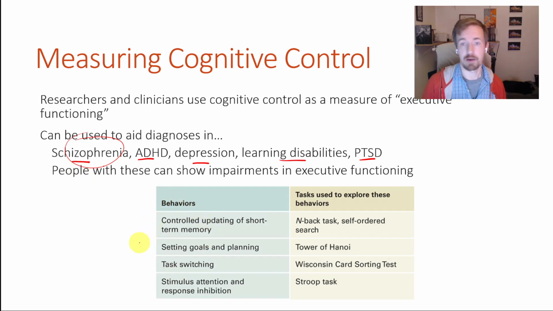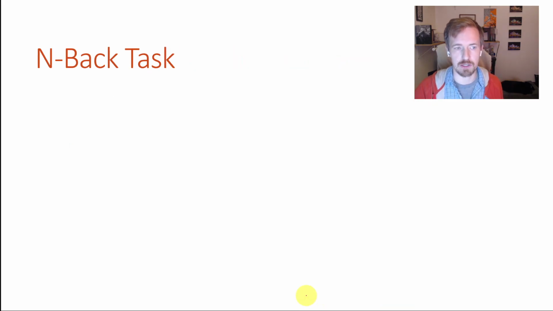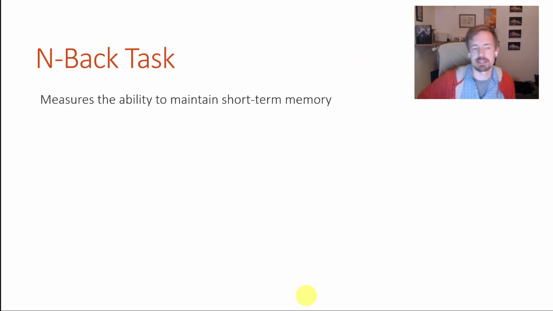That's why I wanted to talk about this, because working memory is used so much in diagnosing a whole array of mental health outcomes. So, for example, you can look at these different behaviors and the different tasks that are used to study them. We're going to be talking about all of those today. So let's get into it. We're going to start by talking about the n-back task.